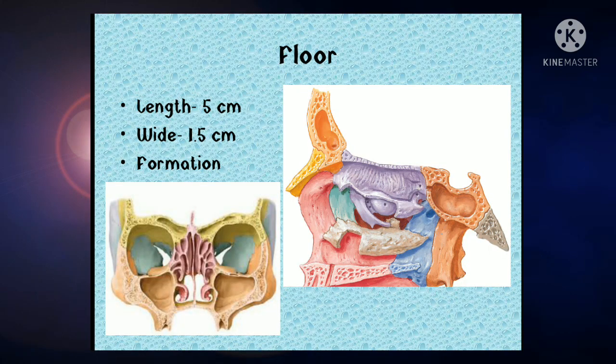The floor of the nasal cavity is about 5 centimeter long and 1.5 centimeter wide. It is formed by the palatine process of maxilla and the horizontal plate of palatine bone. It is concave from side to side and it is slightly higher anteriorly than posteriorly.